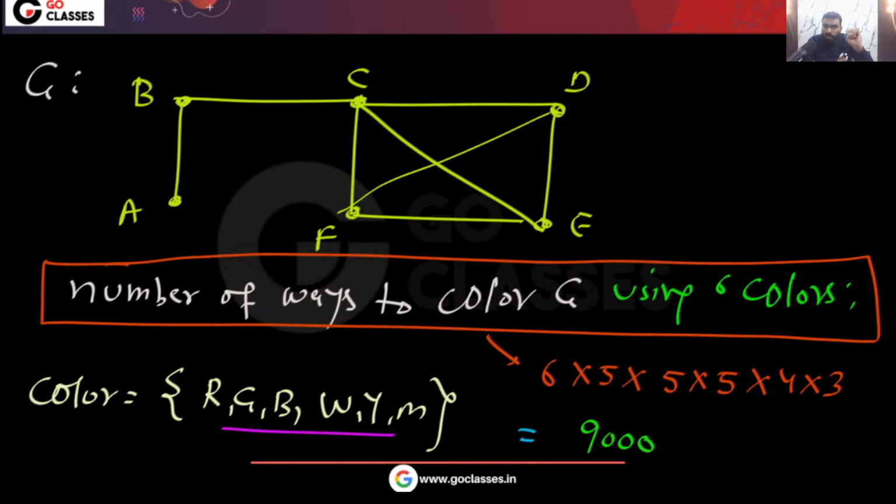Anyone has any doubt, let me know. Ankit is asking, sir, there can be this possibility that after coloring C, I choose F. You can do that, no problem. You can choose F first. The answer will be the same. First you color A, then B, then C, then you can color F, no problem. You will get the same answer. Is this clear, Ankit? The answer will not change.